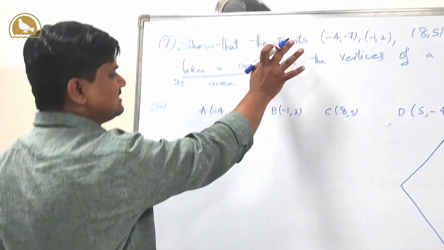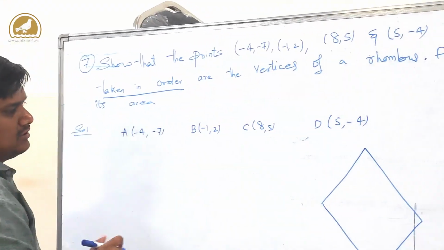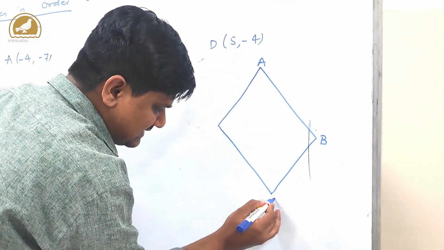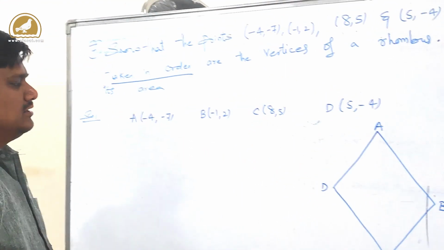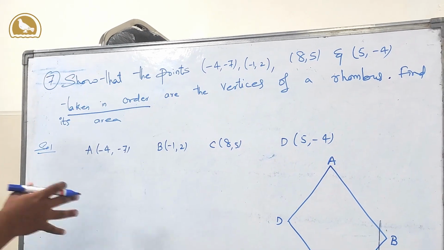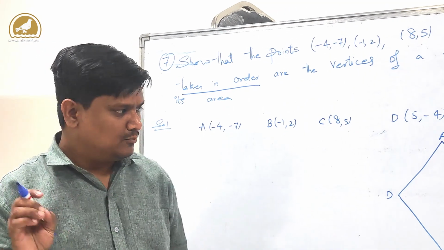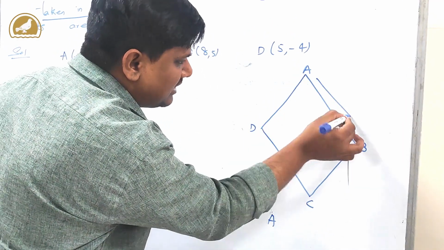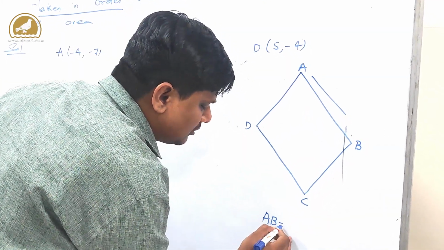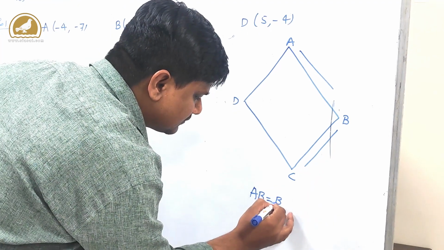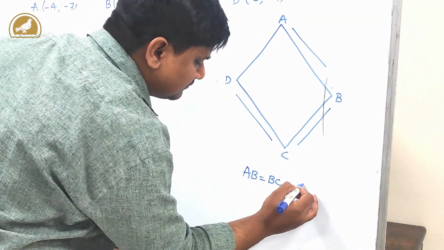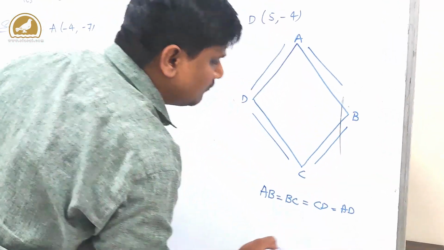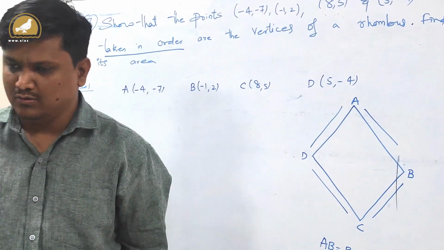Here it says these points are taken in order. So taken in order means point A here, then B, C and D. We need to prove that these 4 points when joined together form a rhombus. In order to prove that, we need to prove that AB, the distance between A and B, is equal to the distance between B and C, is equal to CD, is equal to AD.